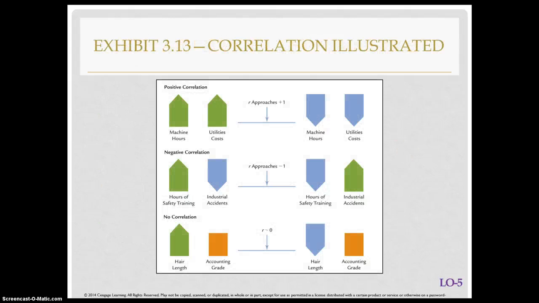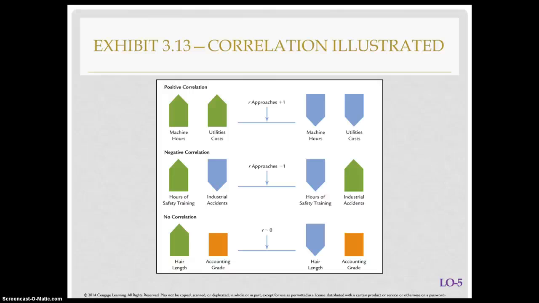So if we look at the correlation illustrated, we can see machine hours and utility costs under the positive correlation. As R approaches positive 1, we see machine hours and utility costs going up together, and that would be a positive correlation. If there's a negative correlation, we might see hours of safety training going up as industrial accidents are going down. As R approaches -1, the hours of safety training would go down and industrial accidents go up. So that's where we see negative correlation. As one goes down, the other goes up.